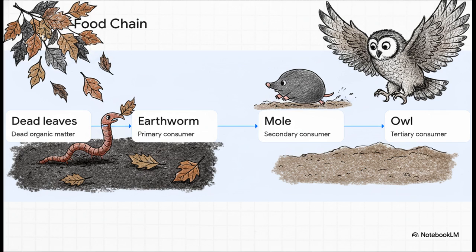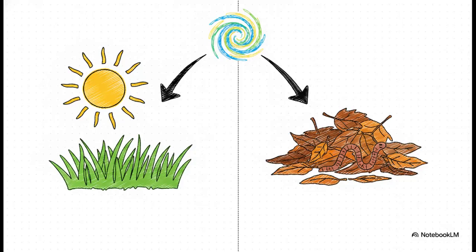This chain is absolutely vital because it makes sure that even dead material is used to power living things, recycling all those nutrients right back into nature. Let's look at them side by side to make this super clear.